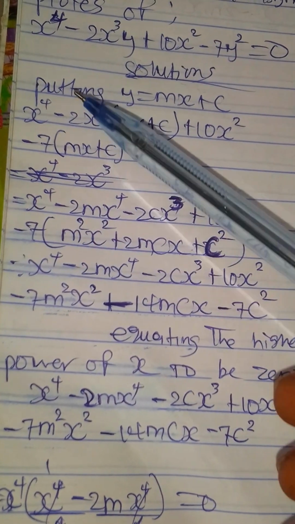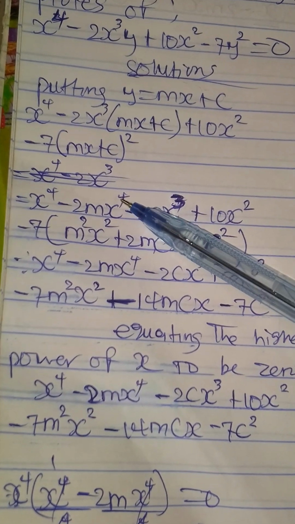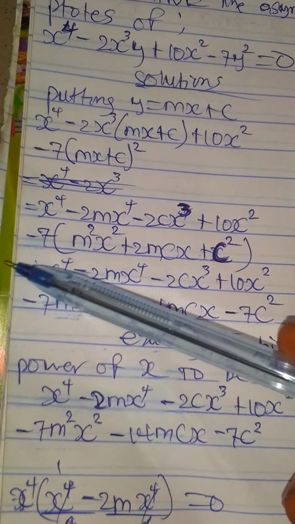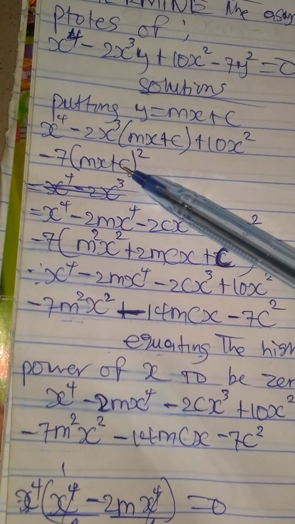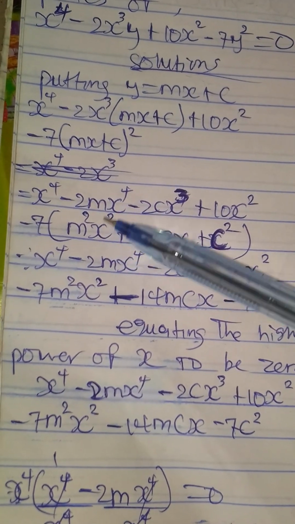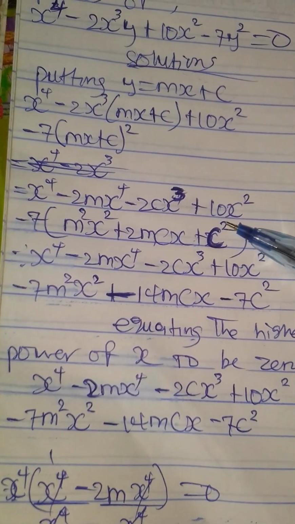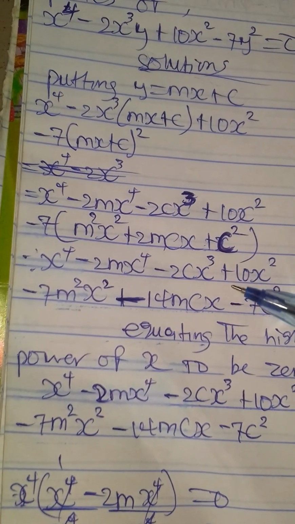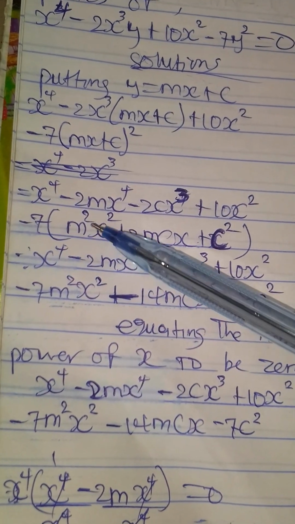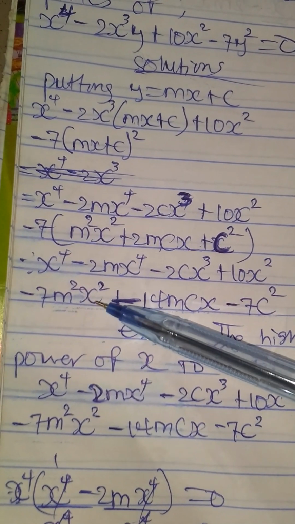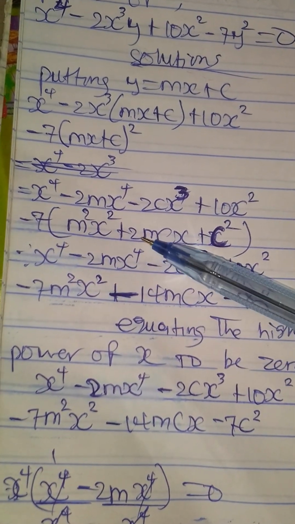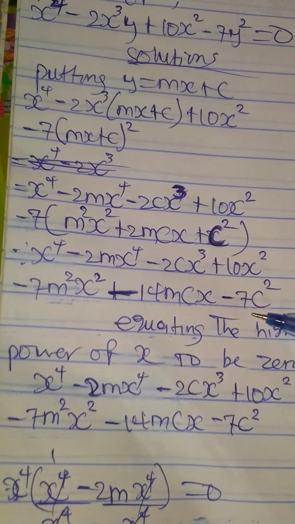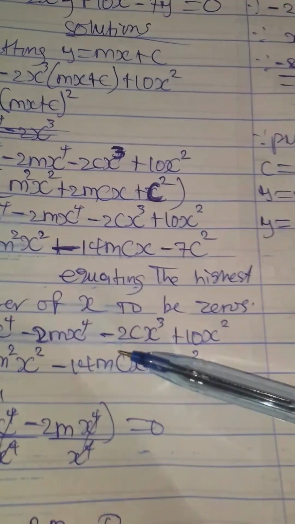That becomes x^4 - 2x^3 times mx will give you 2mx^4, minus 2x^3 times c will give you 2cx^3, plus 10x^2. Now minus, if you square this, that becomes m^2x^2 + 2mcx + c^2. So that becomes x^4 - 2mx^4 - 2cx^3 + 10x^2. Now minus 7 times m^2x^2 gives minus 7m^2x^2, minus 7 times 2mcx gives minus 14mcx, and minus 7 times c^2 gives minus 7c^2.